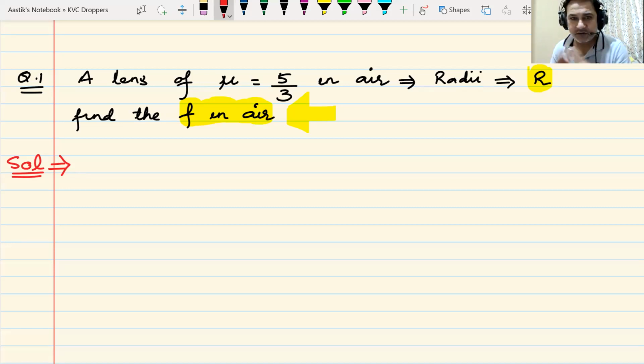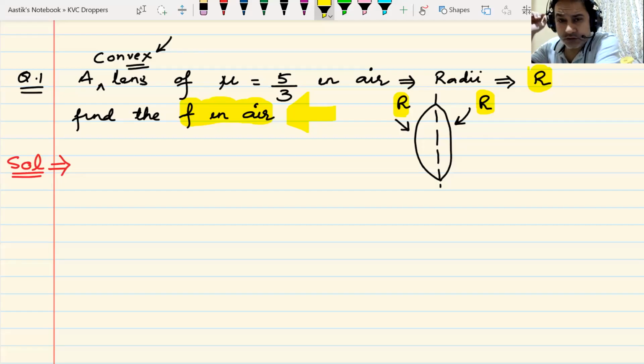A lens of refractive index 5/3 is placed in air. Both the radii of curvature are the same, given as r. Find the focal length of the lens in air. I'm giving you a minute to give me the answer. The lens is a convex lens, as you can see in the diagram. Can you tell me what the focal length of this lens will be?